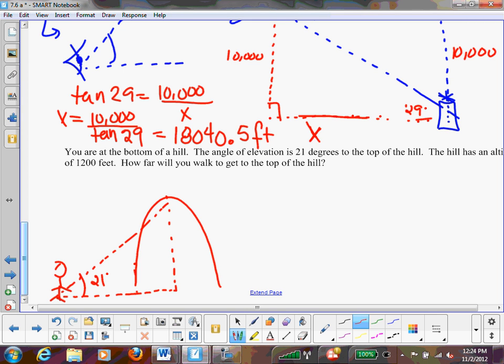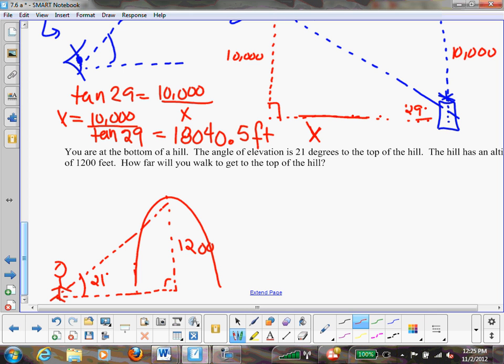The hill has an altitude of 1,200 feet. Where does that go? That's why we need to know what altitude means. It's the height, right? And the altitude will always form a right angle. That's why we have a right triangle. Okay? How far will you walk to get to the top of the hill? Now, this one's easy. What am I looking for if I'm going to walk? Because I cannot walk to the middle of the hill and then up the hill, because we can't walk straight up, right?